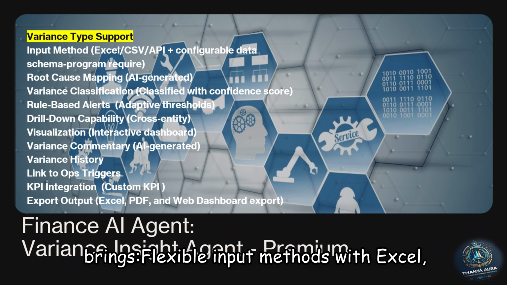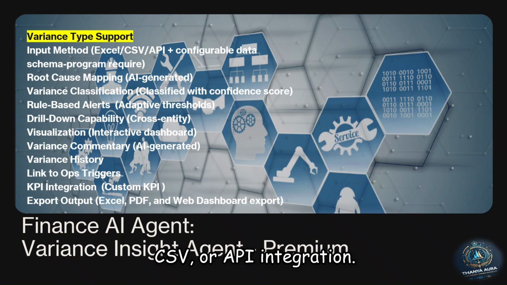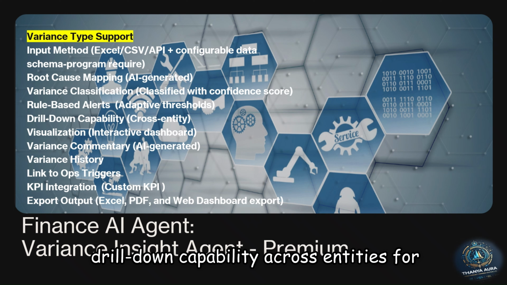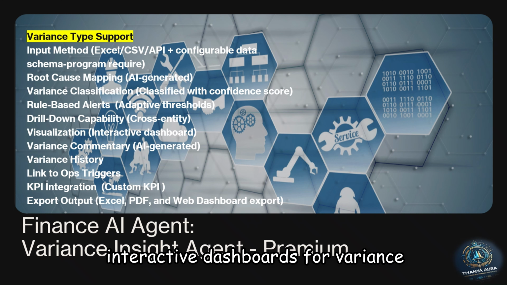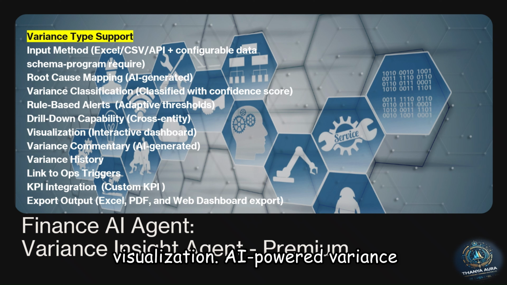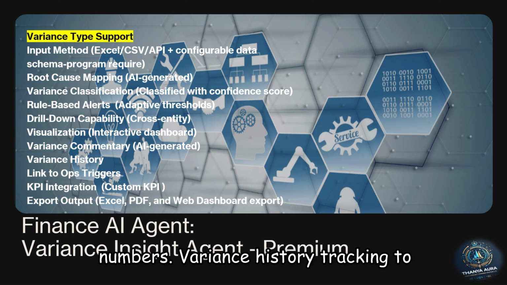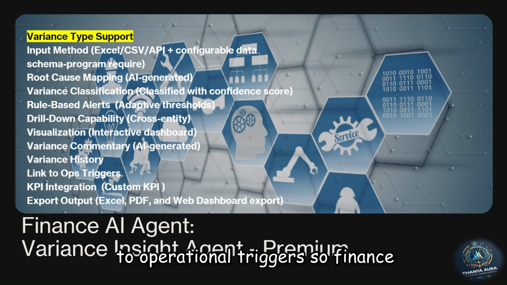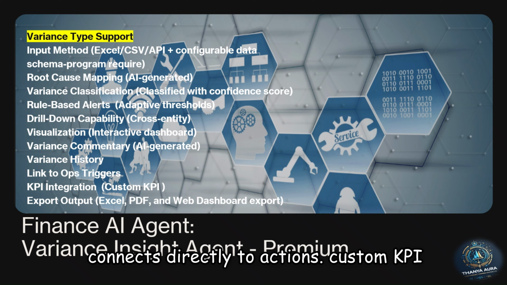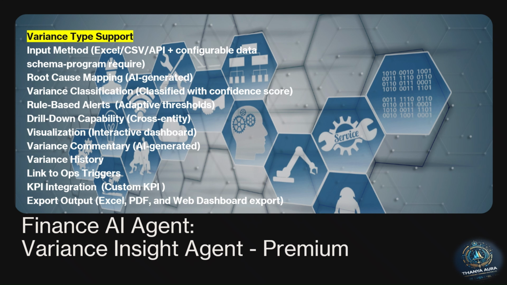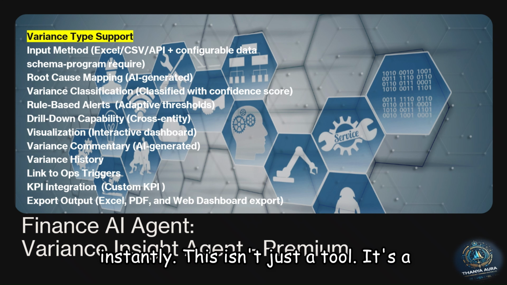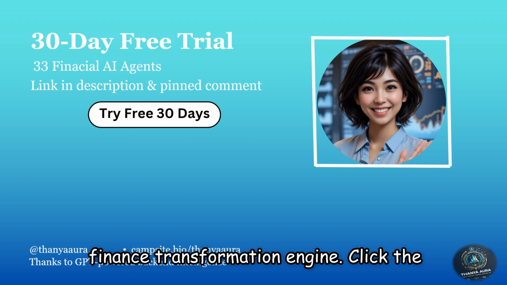The agent also brings flexible input methods with Excel, CSV, or API integration, rule-based alerts with adaptive thresholds to catch issues early, full drill-down capability across entities for multi-level analysis, stunning interactive dashboards for variance visualization, AI-powered variance commentary to tell the story behind the numbers, variance history tracking to monitor trends over time, seamless link to operational triggers so finance connects directly to actions, custom KPI integration for performance alignment, and convenient export options Excel, PDF, or web dashboards to share insights instantly. This isn't just a tool, it's a finance transformation engine.